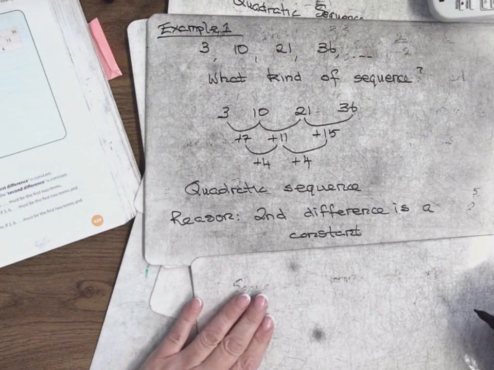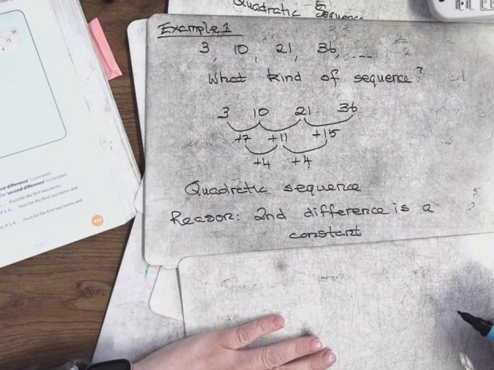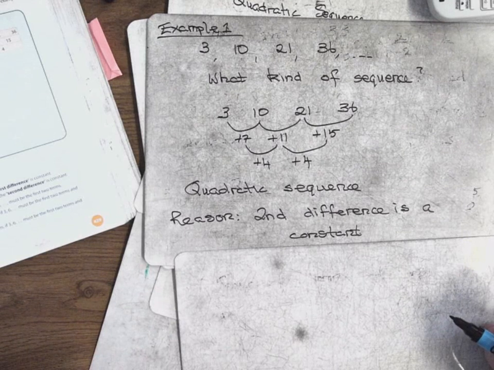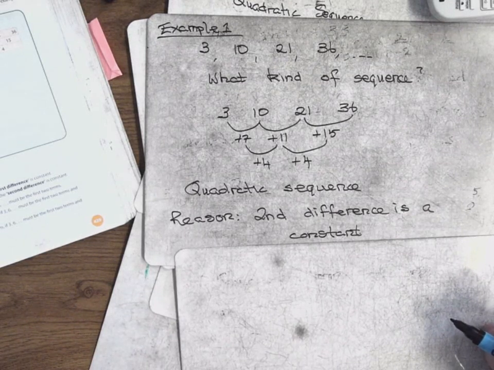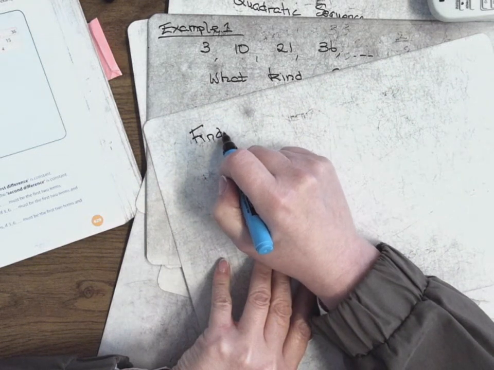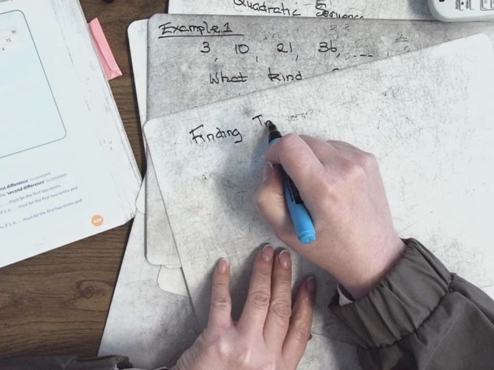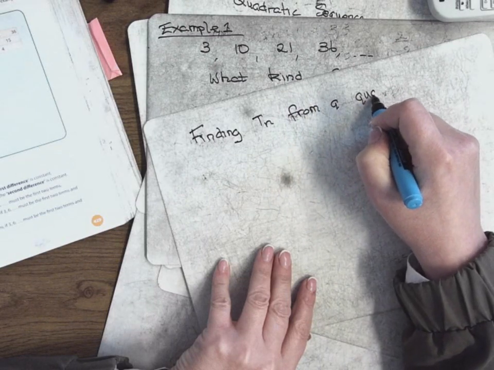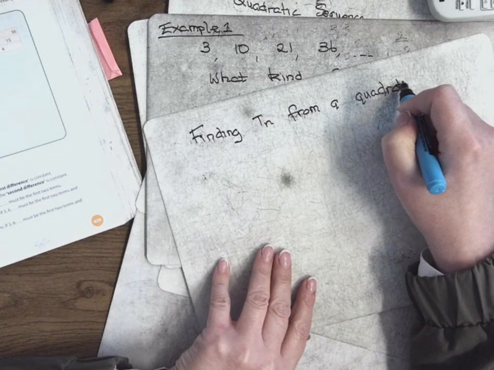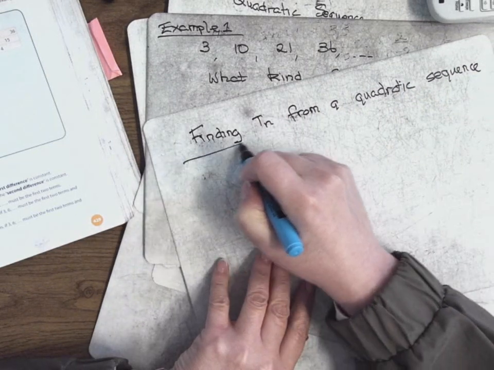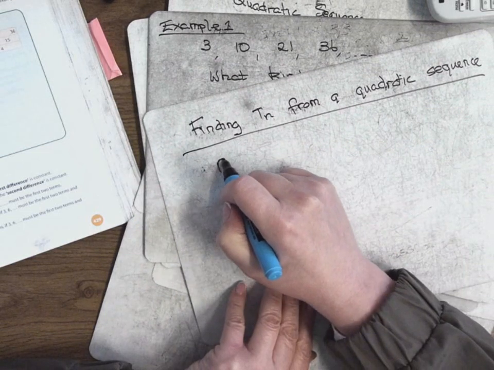So the next section is, well, it's the same section, but it's still on quadratic sequences. Can I move this up? Are we good? Okay, so what I want to do now is find Tn from a quadratic sequence. Right? And in order to do this, you need to remember two things.